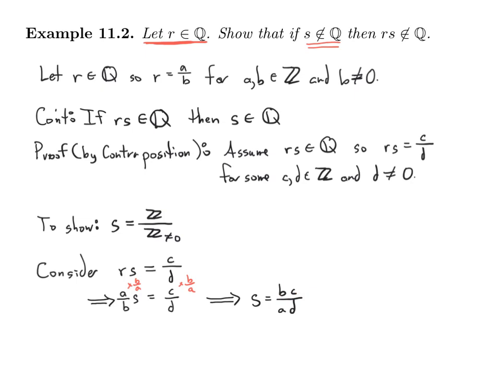B times c is an integer, a times d is an integer. So I'm going to ask you, is this correct? So have we shown that s is indeed a rational number? Pause the video and think about that. Maybe this is false somehow.